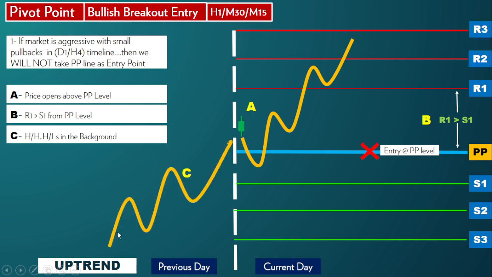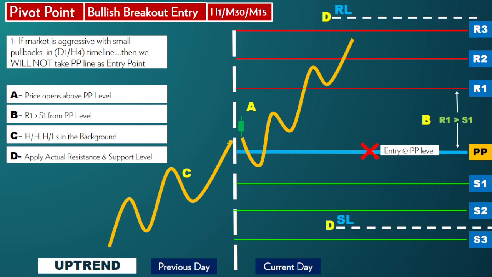We move on to the next step. And in the background you see there's an uptrend with higher highs and higher lows. Okay, that also confirms it. We have an uptrend in the background. Number four, don't forget to apply your actual resistance and support level. So when we apply, we have these actual support and resistance levels, and these are separate from your pivot point support and resistance levels. These are your R1, R2, R3, these are your PP specific resistance levels, and S1, S2, and S3, these are your PP specific support levels. So now we have also applied actual support and resistance levels.